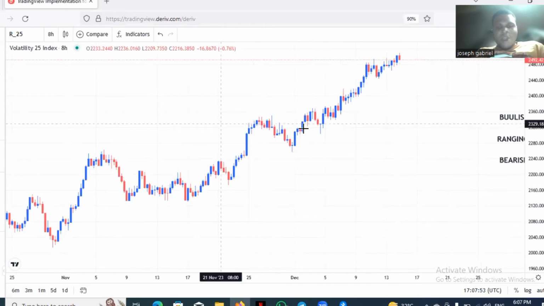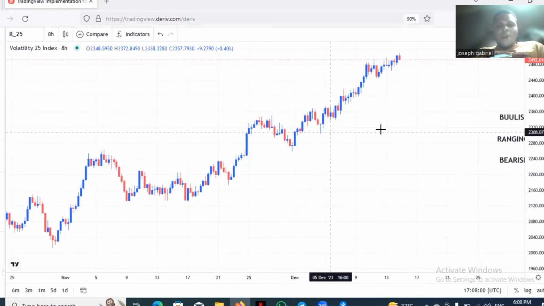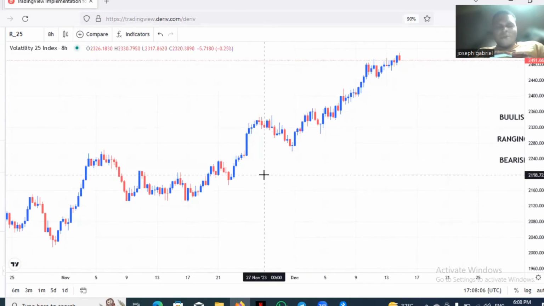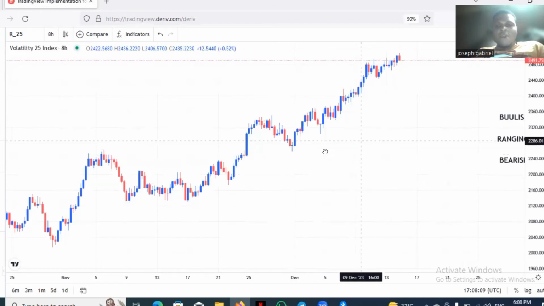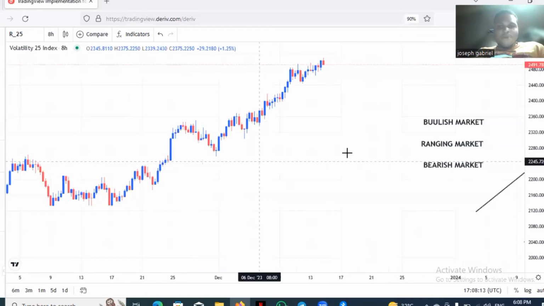Then when you're able to understand this, it's now left for you to know, okay, since I've discovered the market is buying, what should I be looking for? Or how can I find a way to join the market that is buying? At least you've gotten the picture of what the market is doing, which is very, very important.